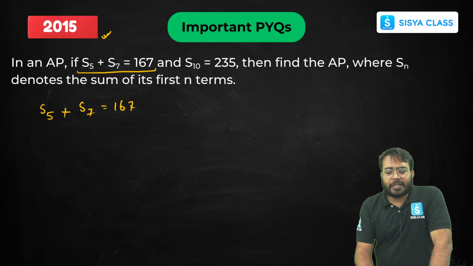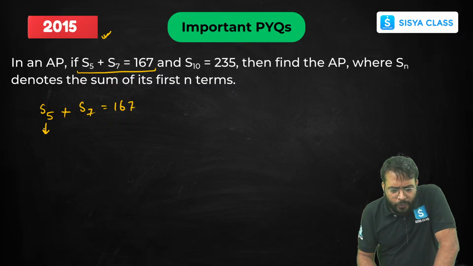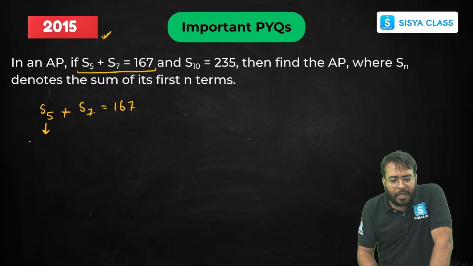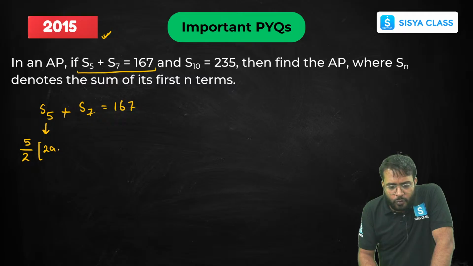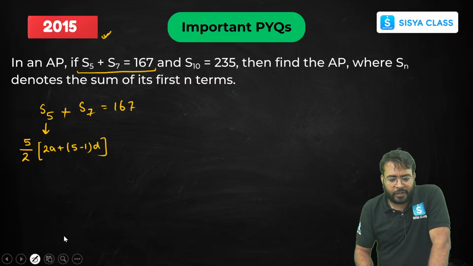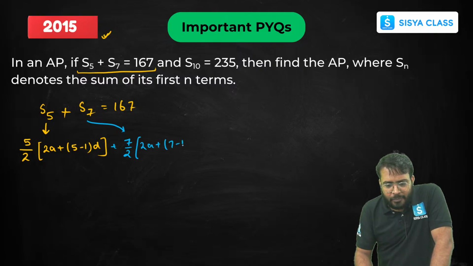S5 plus S7 they have given as 167. Can we expand what is S5? S5 means sum of 5 terms, and sum of 5 terms means n by 2 into 2a plus n minus 1 into d, that is 5 by 2 into 2a plus 5 minus 1 into d. Yes or no? This is my S5. What is S7? S7 you can write as 7 by 2 into 2a plus 7 minus 1 into d. This is what they have given as 167.